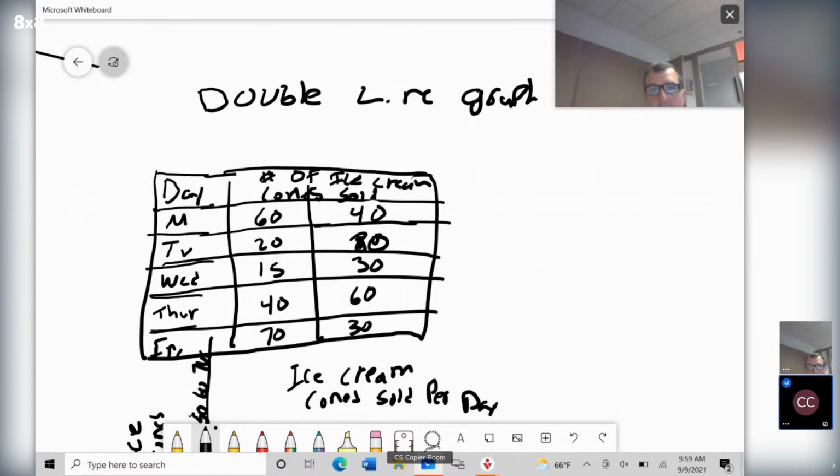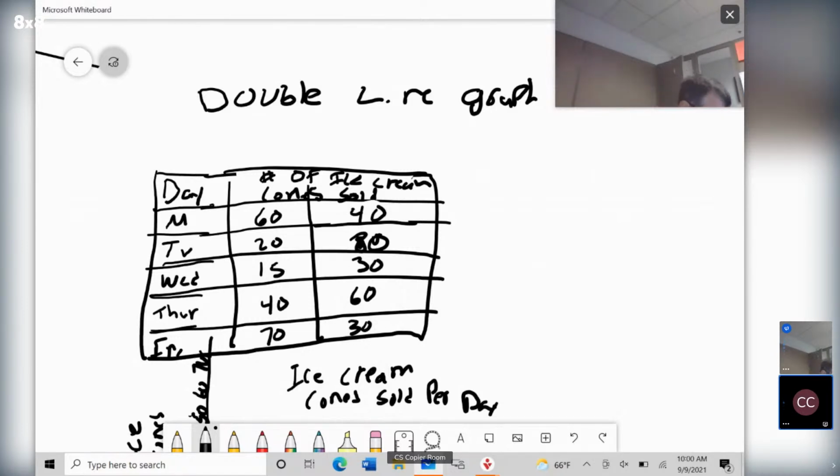Okay, guys, I'm going to go ahead and get started here. So what we're going to look at today is a double line graph, okay? And what that does, it compares two sets of data. So if we look up at this chart right here, it says number of ice cream cones sold. So that's what we're really going to be looking at.